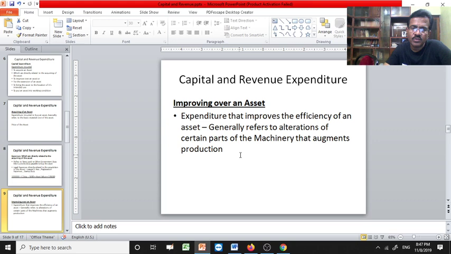Or you make certain improvements on that. You clean it, or you make some small repairs, or you make certain designing alterations. You can employ somebody and make some designing alterations in the particular part of the machine concerned, and after you do that, the machinery starts performing very well, and the production is augmented. So your production increases. If you are making any expenditure like this, it is again a capital expenditure, and this has to be capitalized.